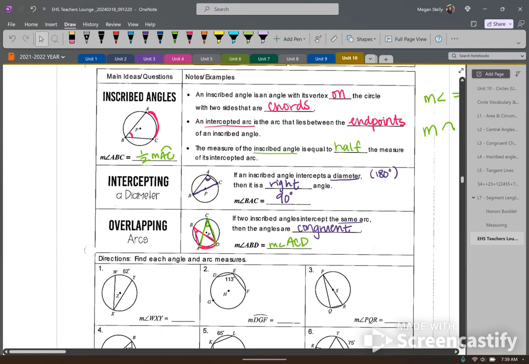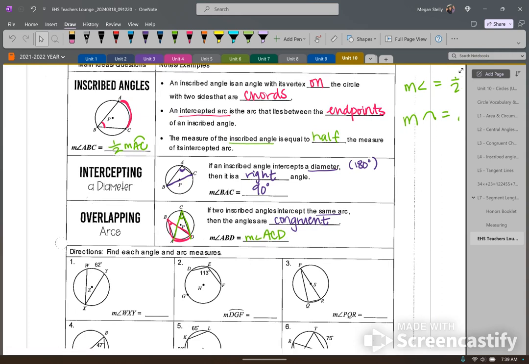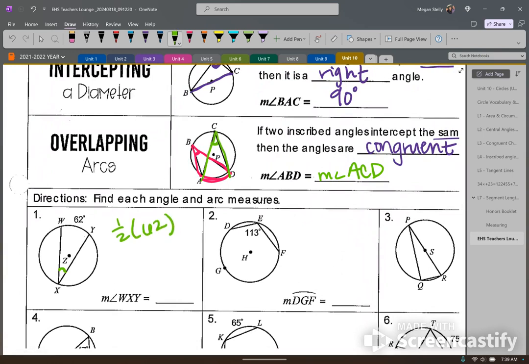So let's try a few examples. So the measure of the angle is half the arc, or the measure of the arc is double the angle. So we're trying to find the angle measure. So the measure of the angle is half of 62. Oops. 1/2 of 62, 31 degrees.